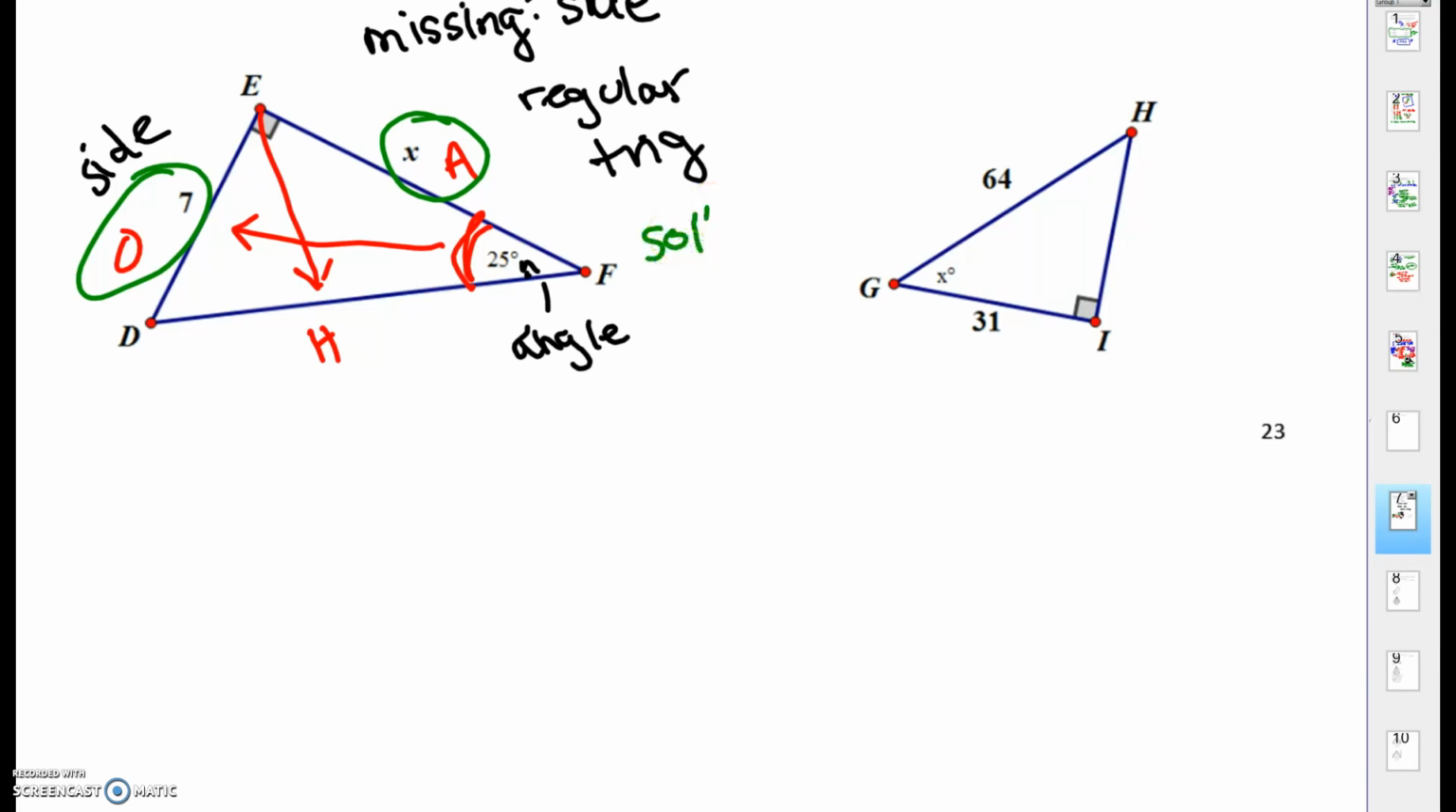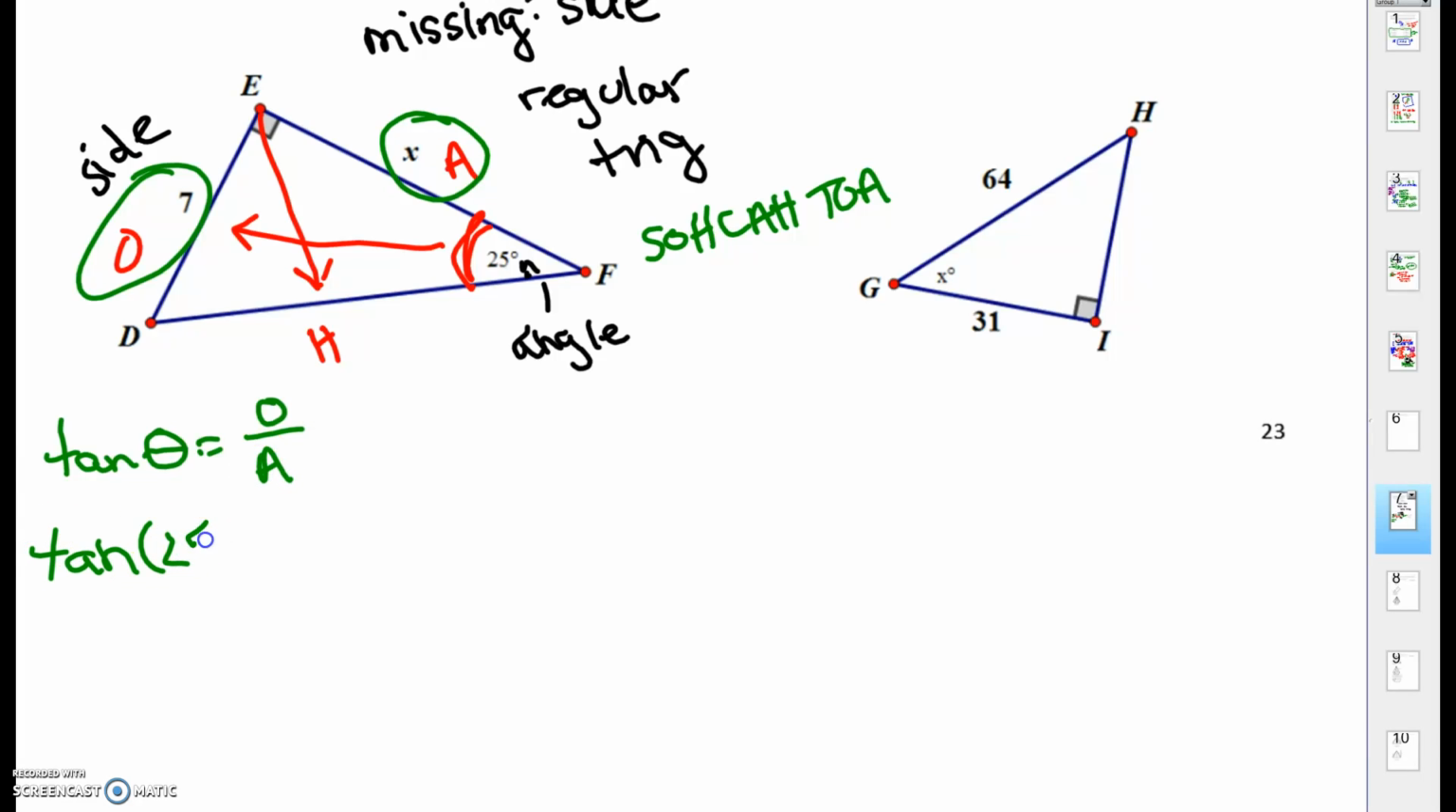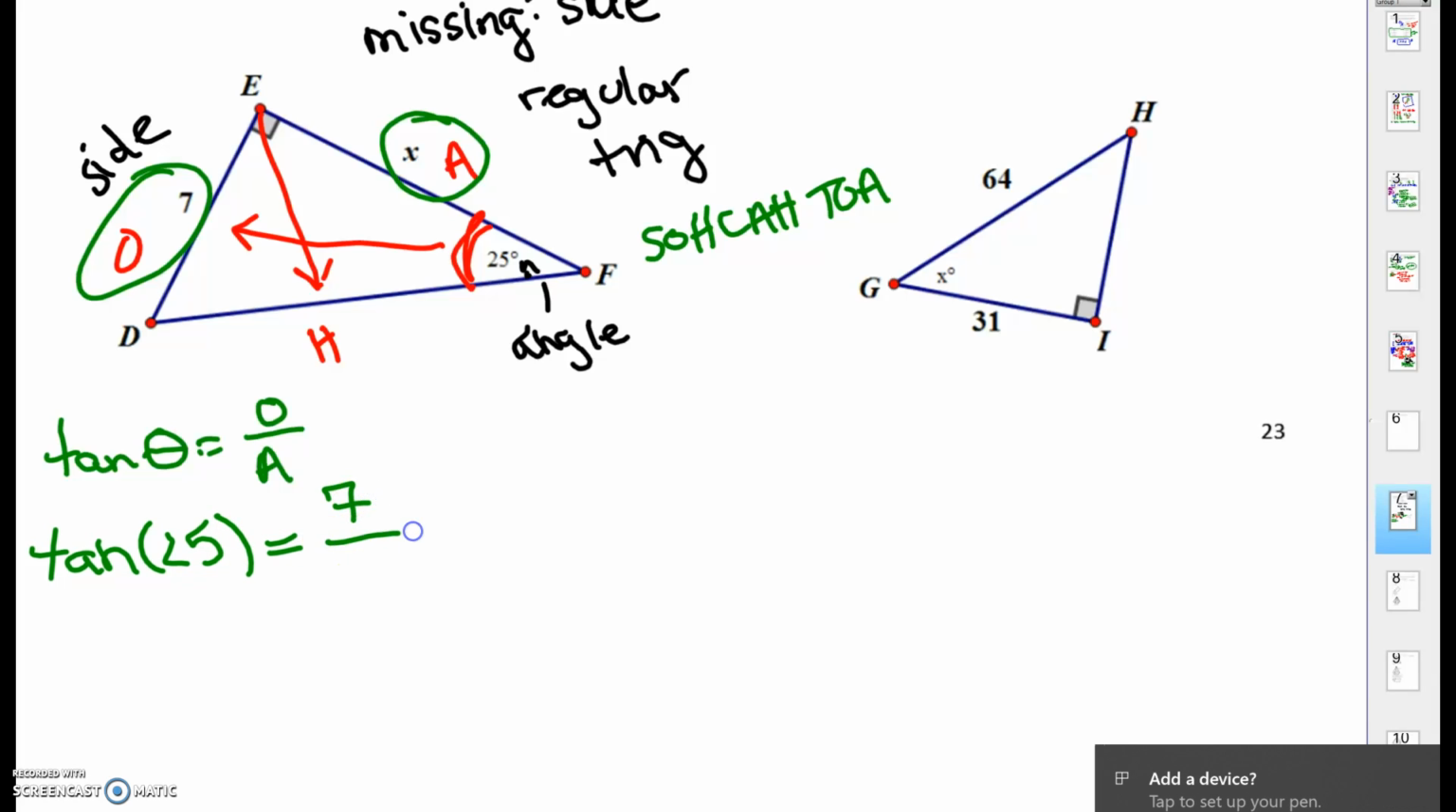According to SOHCAHTOA, which of course we're going to use again, TOA, tangent is O over A. So I'm going to say that the tangent of theta is opposite over adjacent. Well, my angle measure is 25 degrees. My opposite side is 7. My adjacent side is X. I'm now going to solve this equation by multiplying both sides by X. So I get X tangent of 25 equals 7.